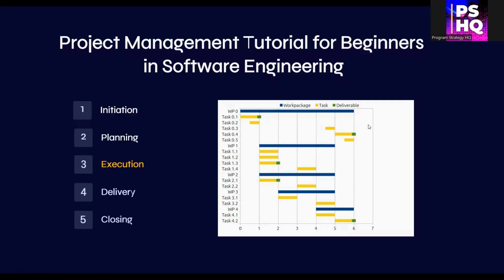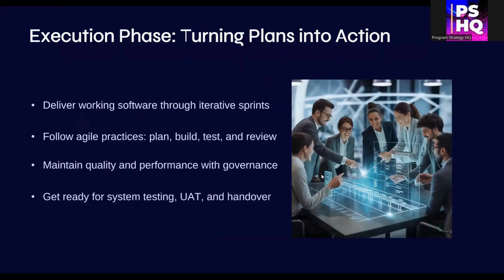That's a wrap. We'll look into the execution phase, where the actual coding begins, which turns requirements into a software product. This is where plans are put into action. Working software is delivered in sprints and quality becomes a shared responsibility. From sprint planning to build, test, readiness for handover. This phase drives progress.